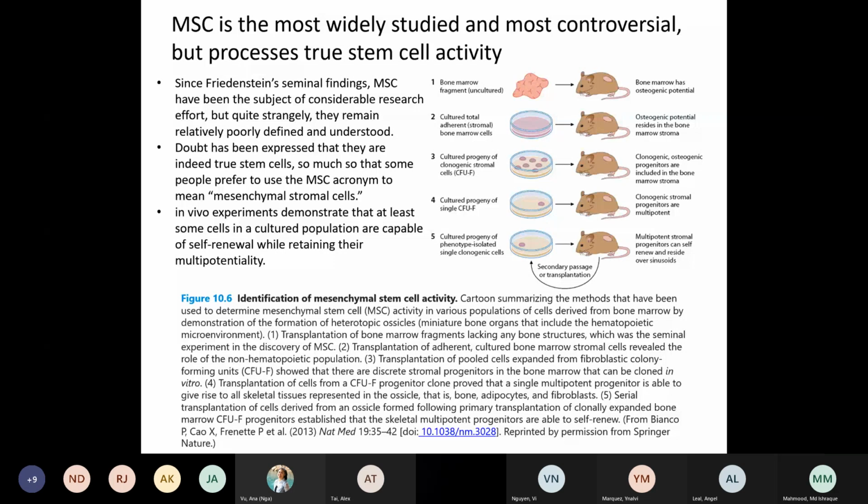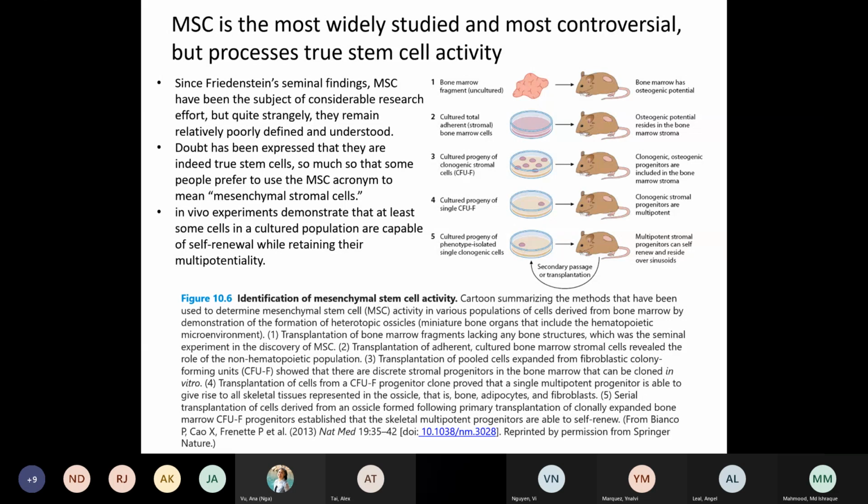And then they try to further get the cells into subpopulations or to a more defined population. What they did is they cultured the cells, made the cells form colonies. That's again done by the Russian scientist. He found that the stroma cells can form colonies.